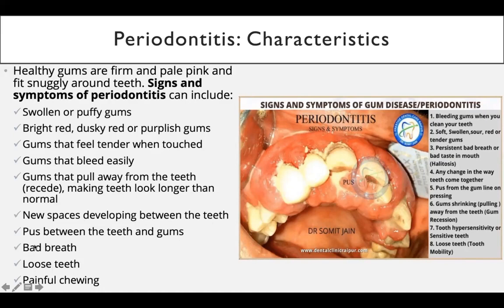Loose teeth, this is also specific to periodontitis, because gingivitis was not so aggressive or severe as to cause new spaces, pus, loose teeth, and painful chewing. Painful chewing will also be seen. So we can say new spaces, pus, and loose teeth are the extra features which can be found in periodontitis, but we cannot find in gingivitis. This is how you remember. I'm trying to make you relate so that you can remember.